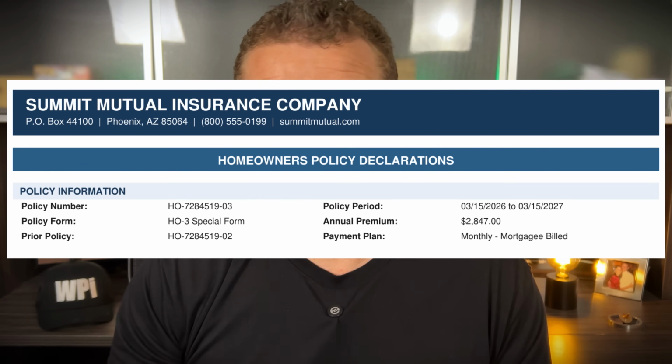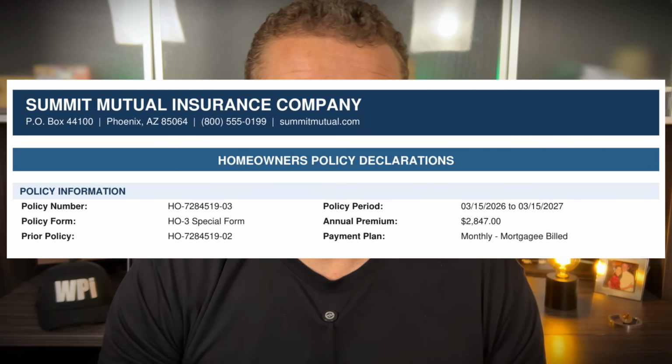One of the first sections on most declarations pages is the policy information block. This is the header. It tells you who the carrier is, your policy number, and your policy period. The policy period is 2 dates, a start date and an end date. For most homeowners policies, that is 12 months. For a lot of auto policies, it's 6 months. That matters because everything on this page applies only during that window. If you're looking at a deck page from last year, you're looking at old information.